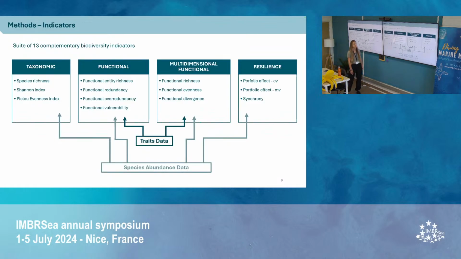Here are the 13 indicators I used in this study, which are divided into 4 categories. We have the taxonomic ones that are usually used in biodiversity assessments. I think you all know species richness. And while they are very useful, they do not provide a complete picture of biodiversity, so that's why I chose to use less common types of indicators, such as functional and multidimensional functional indicators. And as you can see, they are computed not only with species abundance data, but also traits data. I will come to that in a minute. And we also have the resilience indicators type. If you need any precision on any indicator, please ask me in the questions because I don't have the time to detail all of them.